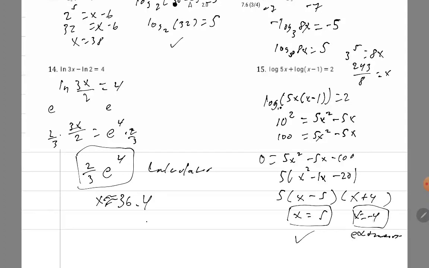So once again, you cannot have a log of a negative number. If I plugged it into the first or second log, log of 5 times negative 4 is negative 20. You can't have log of a negative number. And once again, log of negative 5, that's not going to work. But the first one works. So x equals 5 is our final answer.